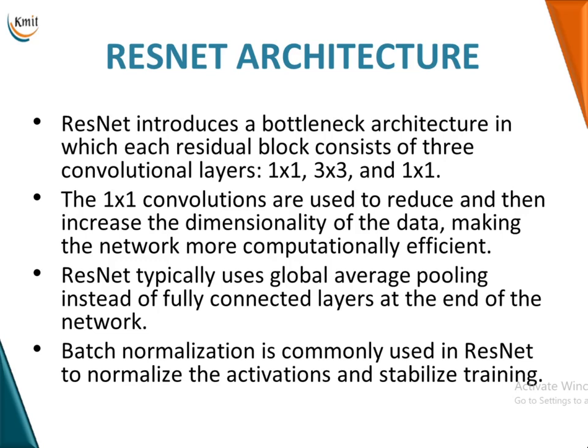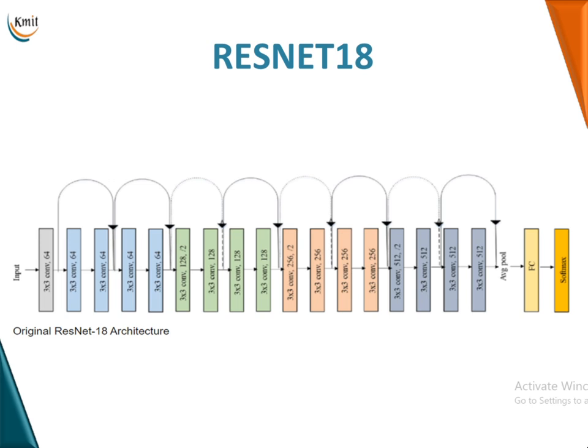Now after convolution and pooling, which go hand in hand, you always have a dense layer, that is, fully connected layers. But ResNet has a difference here. Instead of using a fully connected layer, it uses global average pooling at the end of the network. Apart from that, it also uses a batch norm layer in order to stabilize your training and to normalize the activation functions that you are using.